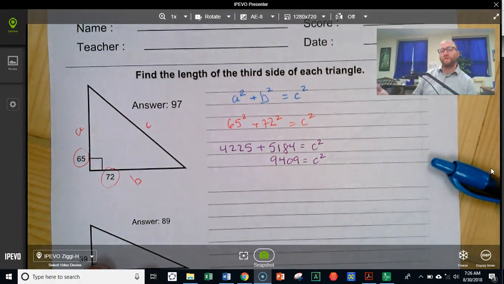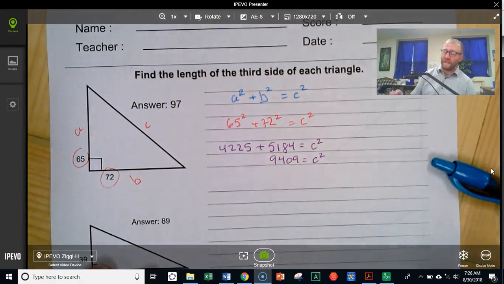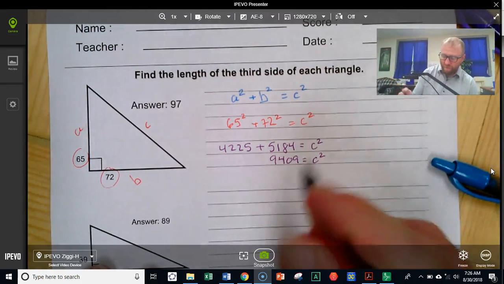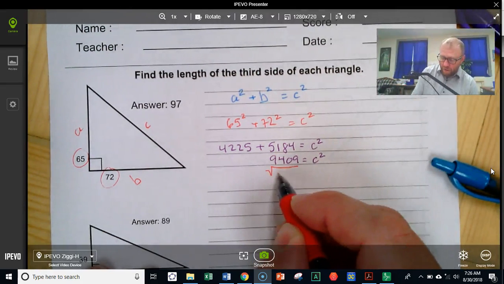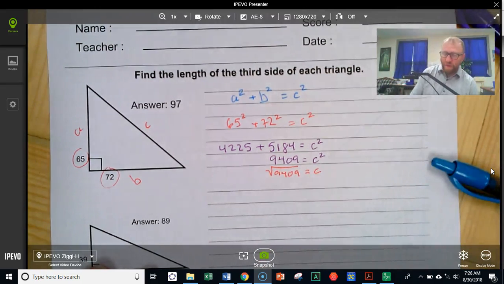So what I'm going to have to do is take the square root of this number in order to find out what c is. So just to write in what's going on here, I'm going to write the square root of 9,409 equals c. And we should always check to see if that's a whole number, because sometimes it is, most of the time it's not.